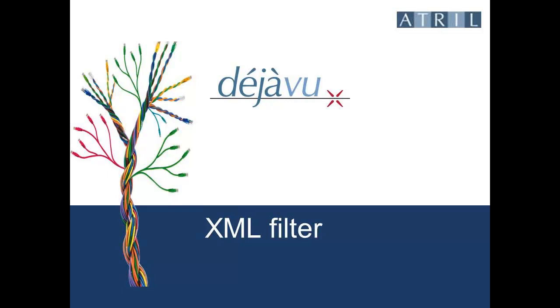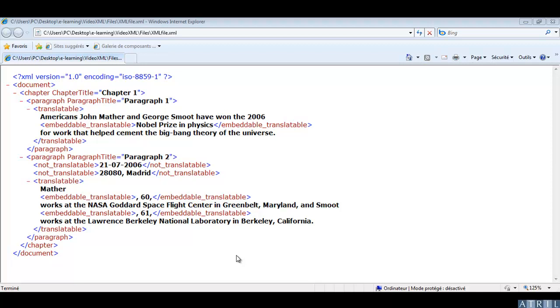Translating an XML file in Déjà Vu. Here is a file we want to translate in Déjà Vu. As you can see, it contains tags. One of the main differences between an HTML and an XML is that in an XML you can define your own tags, when in an HTML the tags are standardized.